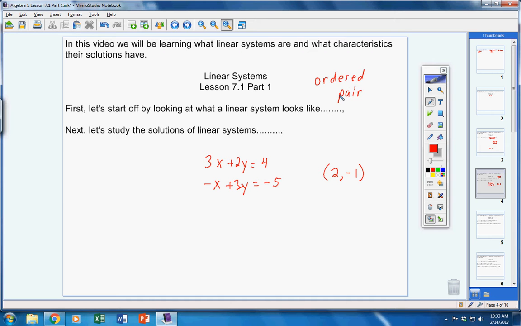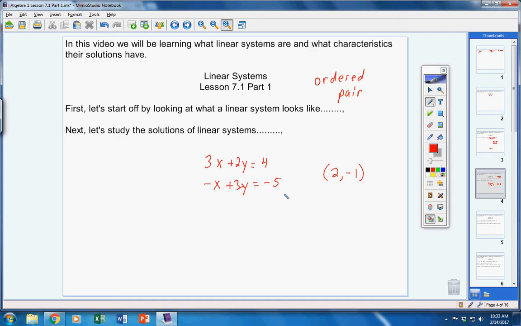So get used to that, okay? It's not that difficult to understand. It's not that deep, but just understand that the linear systems we're going to study in this chapter are going to have an ordered pair for their answer. So, having said that, how do I know this is my answer? Well, let me show you.